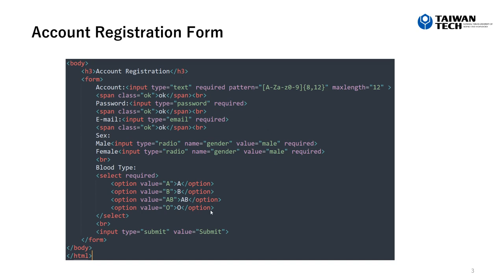So if there is a text in our form, with the required, that will make sure all the users needed to fill in the things in all the text. Okay, so that is the first thing. And later, that is the pattern. Pattern is we set up rules for this text, but we don't care about this first. So maybe we just create an account, password, email, sex and blood type.